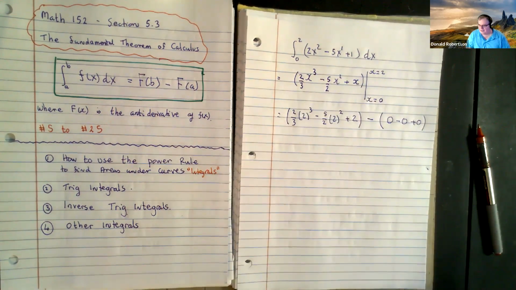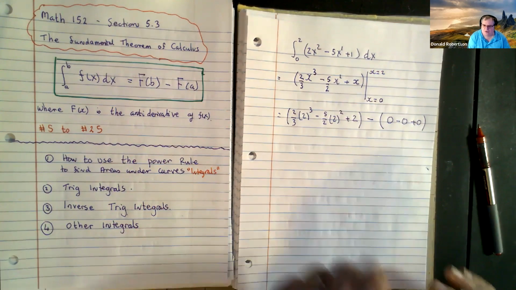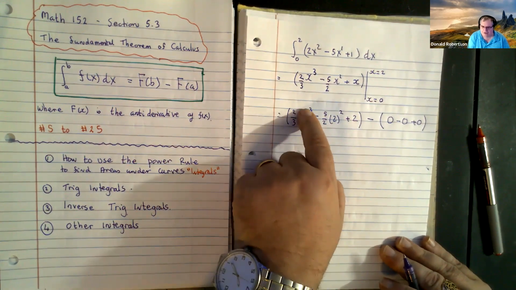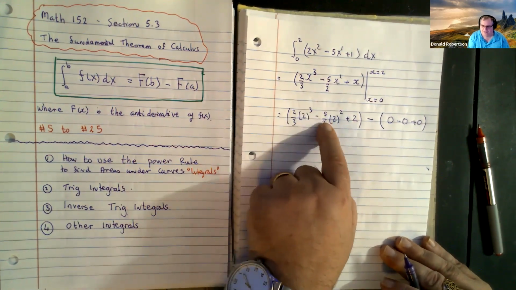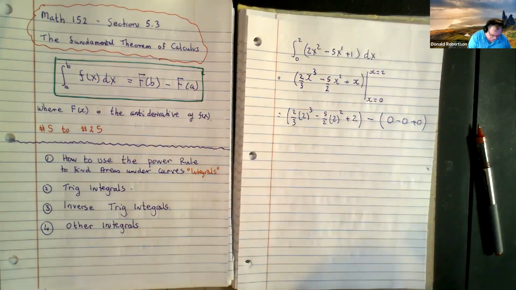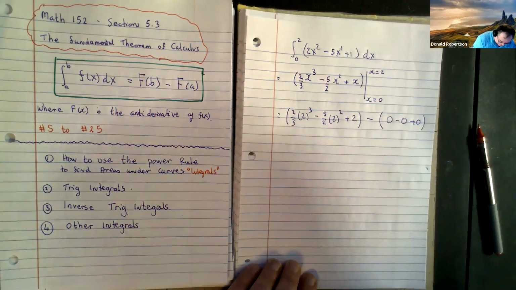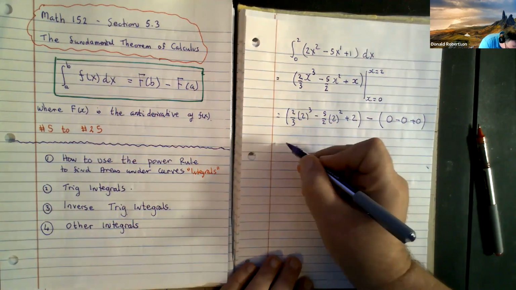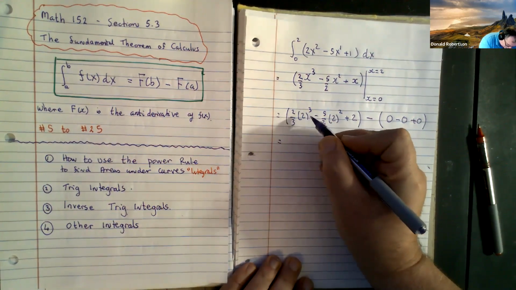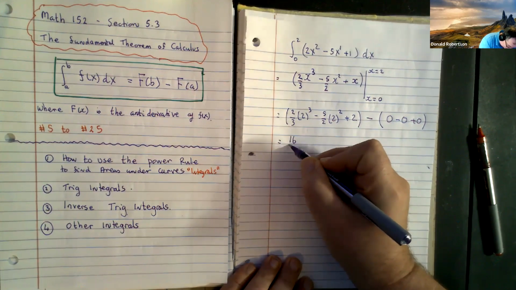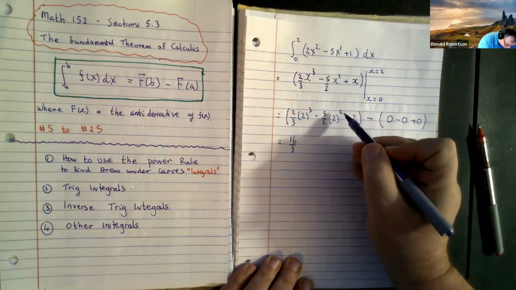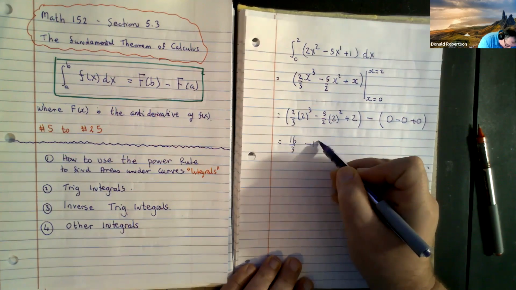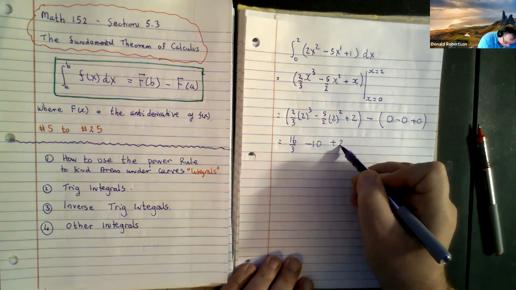So normally when the answer is dead easy like this, I don't write down 2/3 nothing cubed, take away 5/2 nothing squared plus nothing. It seems pointless when I know that the final result is you're just going to get a whole load of zeros anyway. 2, 4, 8 times 2 gets me 16/3. 2, 4 cancel, take away 10, add 2.